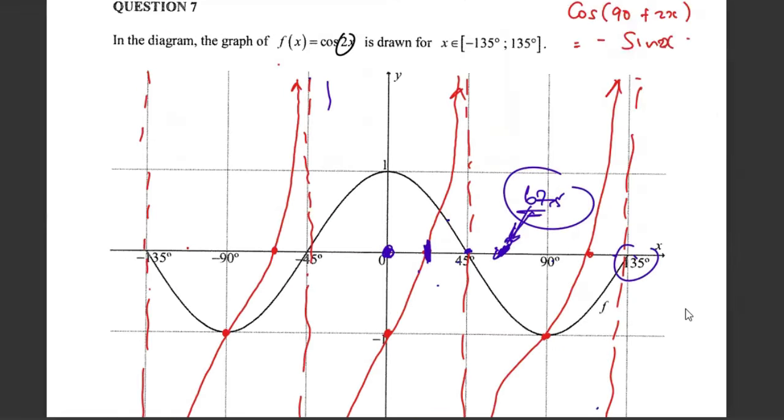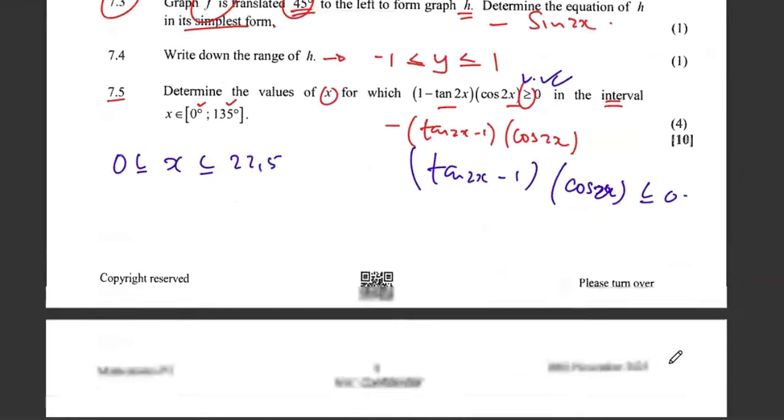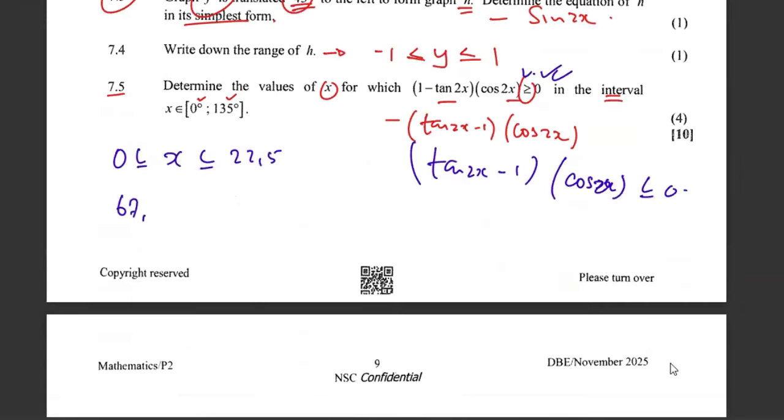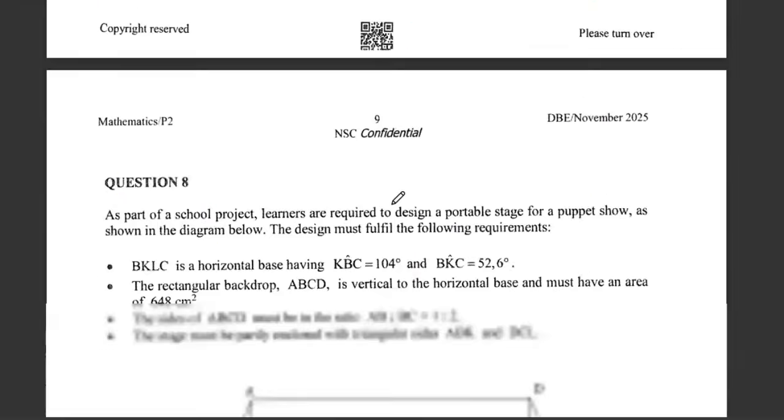Then where do I find one below and the other above? So from this point here, which is the 67.5, and then the 135. So I would say 67.5 is less or equal to x, but less than 135. So those are the restrictions that I would go for finally.